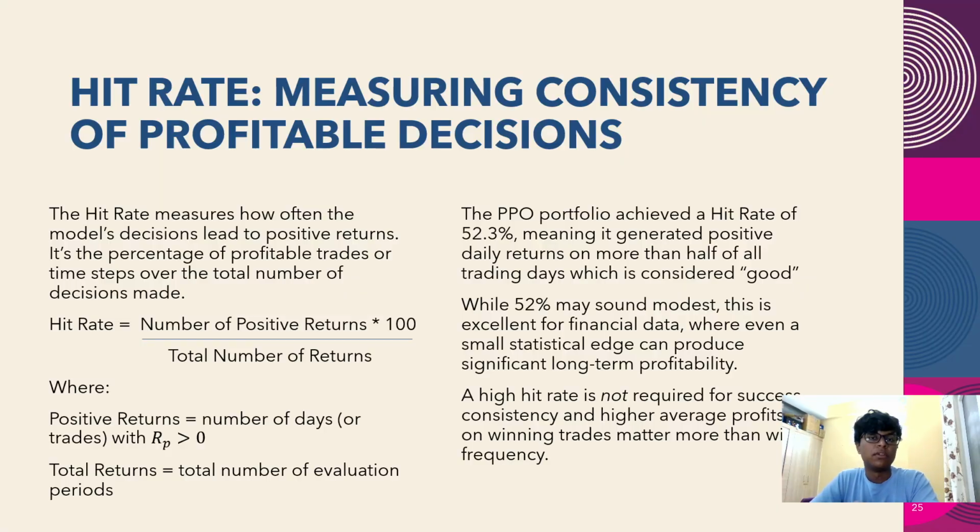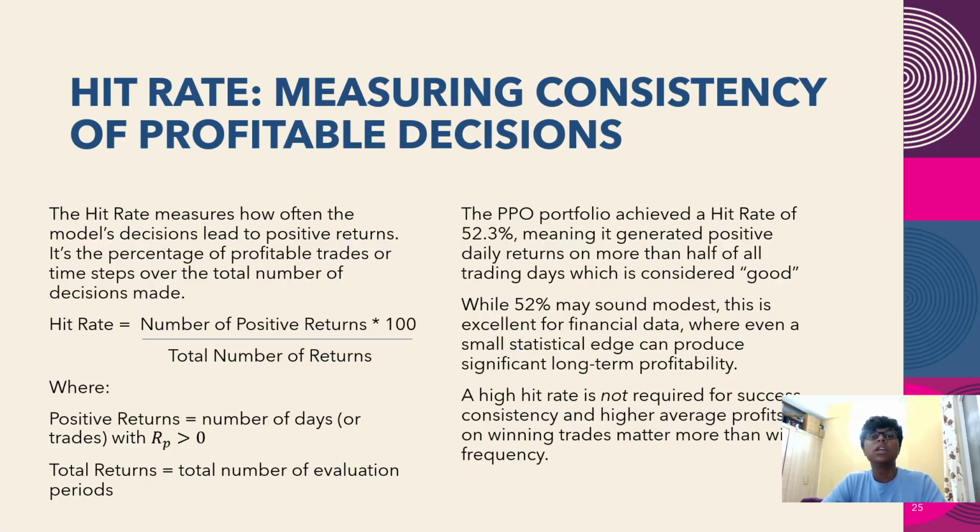Then you have the hit rate, which measures the consistency of profitable decisions. This is very simple, really. It is quite a rudimentary tool and not very important. It is quite overlooked because you have portfolios which perform with a less than ideal hit rate but still achieve phenomenal results. It is simply the ratio of the number of days or times the model gave profits divided by the total number of times. Ideally, you would want it to be over 50%, because then at least you're making profits on more than half the times. This model just manages that with 52.3%. It is considered good.